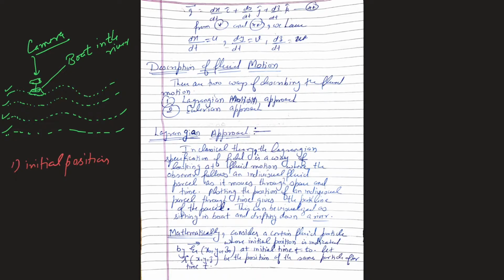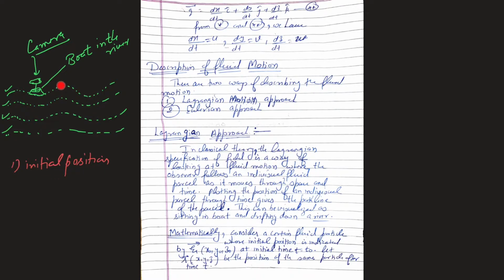Like if I say these are four particles of the fluid motion, so this will have a different path line. Path line means the path followed. This will have a different path line, this will have a different path line, this will have a different path line. So these individual particles will have different path lines depending upon the initial point of the motion. So in the Lagrangian approach, the motion depends upon the initial position.